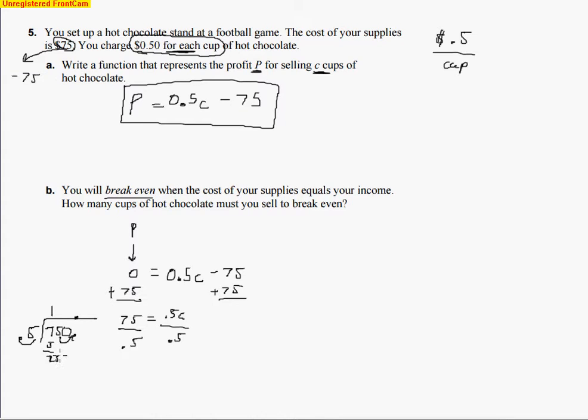Into 25 it goes 5 times evenly, but I still have that extra number in the quotient I need to put in there, so I'll use a placeholder of 0. So it looks like it's going to be 150 cups until we end up breaking even. After 150 cups we make money. So let's take a look at the next one here.